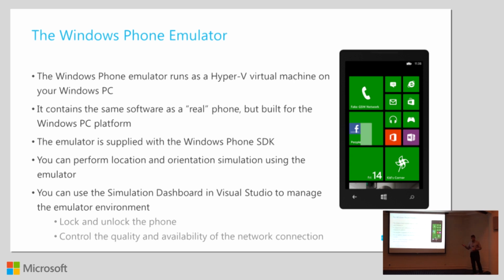We run the emulator on a virtual machine, as I said. We also give you what we call the simulation dashboard. From Visual Studio, we have something called the simulation dashboard, which lets you unlock the screen. So if you, for example, are building a lock screen application and you want to test that, you can lock your screen and you can unlock your screen. You can also look at the network performance.